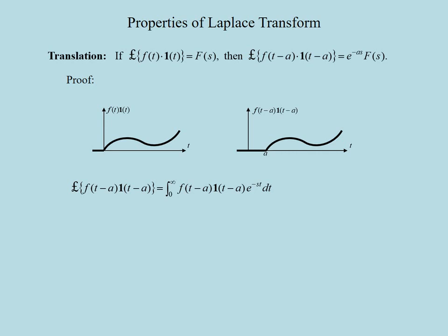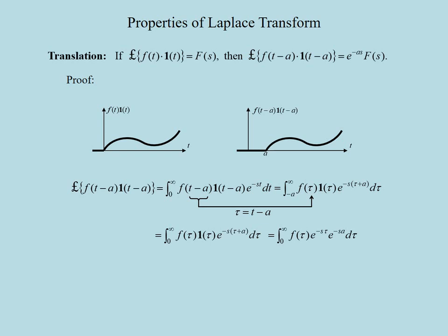Let us now make a change of variable and write t minus a as tau. This also changes the lower integration limit from 0 to minus a. Note that the integrand has a unit step function as a factor. Therefore, the lower integration limit can be reset back to 0 since the integrand is 0 for negative values of tau. And finally, taking the term e to the power minus sa out of the integration sign, we see that the remaining integral is the Laplace transform of f of t.